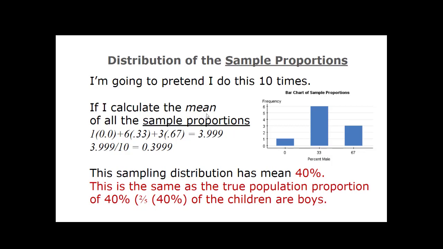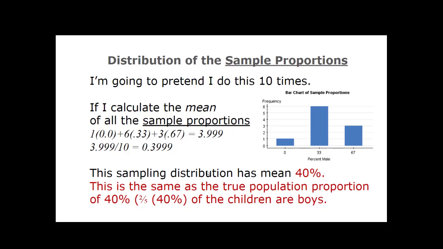So here I'm going to calculate all the sample mean proportions. I have 1, 0, so this one right here is the 1. I have 6 33%, and right here are my 6 33%. And I have 3 67%, and right here I have the 67%. If I divide that by 10, which is 10 draws, then I get my proportion is 0.399999, which is pretty much 40%, right? 0.4, 40%. So the sampling distribution has a mean of 40%.